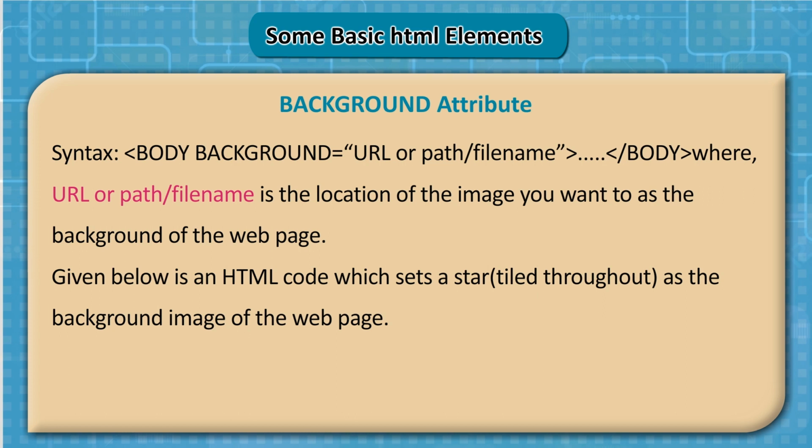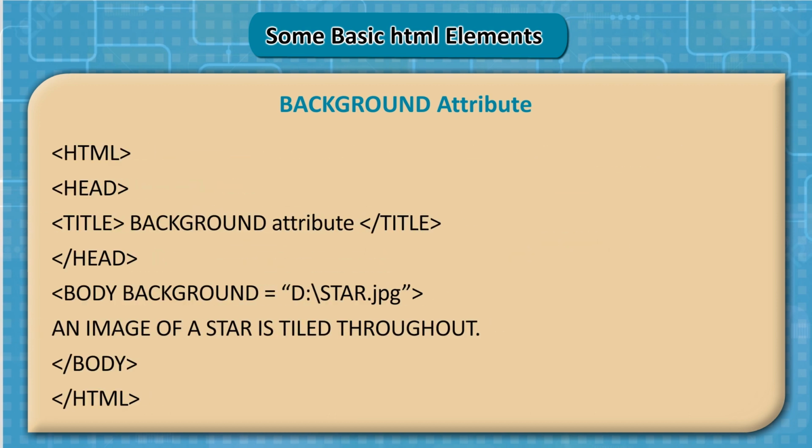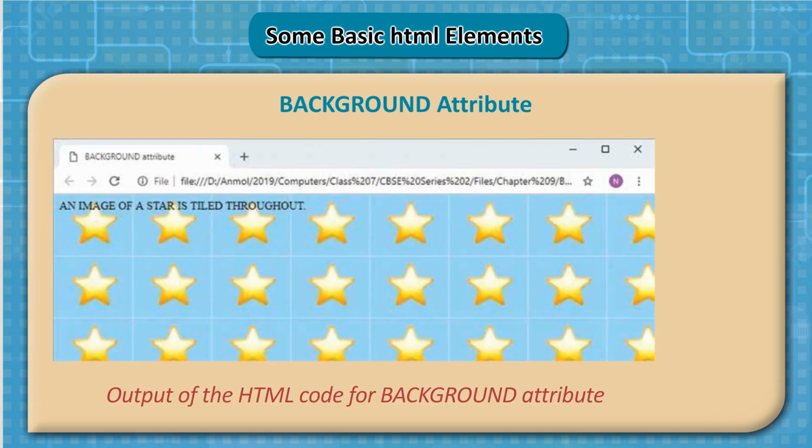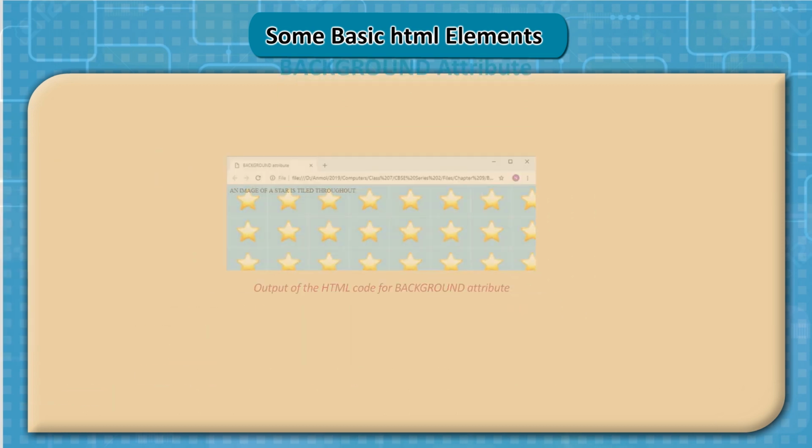Given below is an HTML code which sets a star tile throughout as the background image of the web page. <html> <head> <title>background attribute</title> </head> <body background="star.jpg"> An image of a star is styled throughout. </body> </html> Output of the HTML code for background attribute.